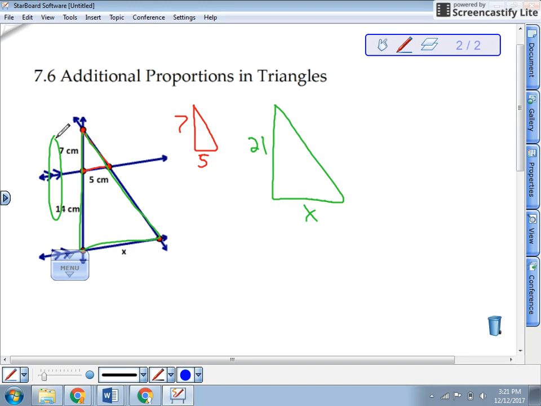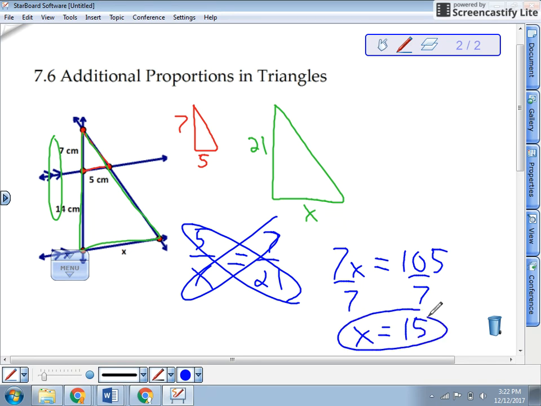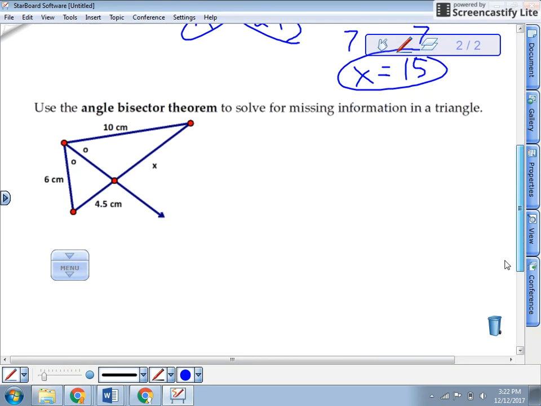Now you can see that I can set up this proportion. I can say, hey, 5 is to X. If I go big to small, 5 is to X as 7 is to 21. When I do that, I cross multiply. I get my 7X equal to 5 times 21, which would give me 105. Divide each side by 7. X equals 15. So again, be careful when you're setting up those, making sure you have the right side lengths of the triangles. Highly recommend redrawing them.